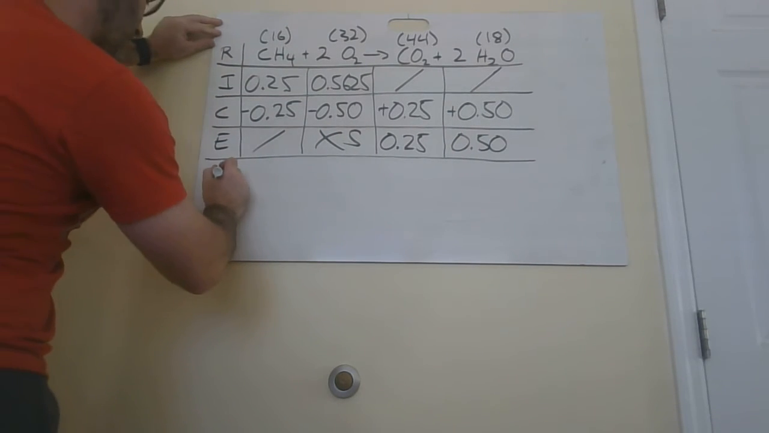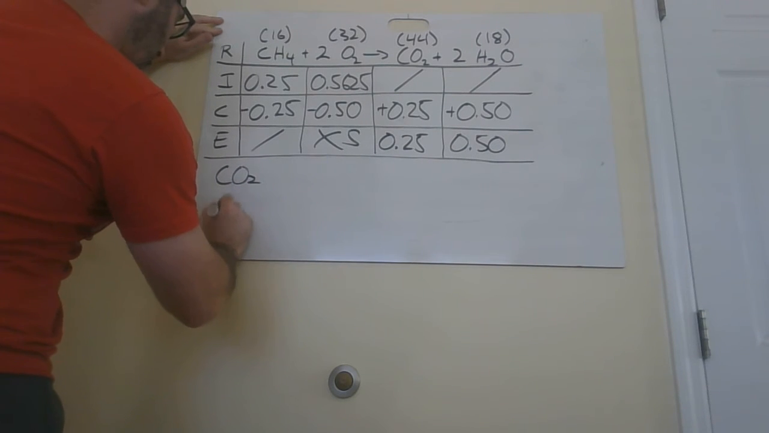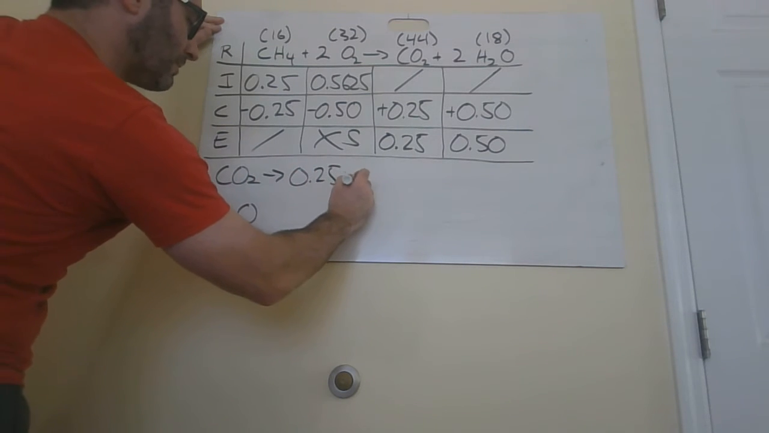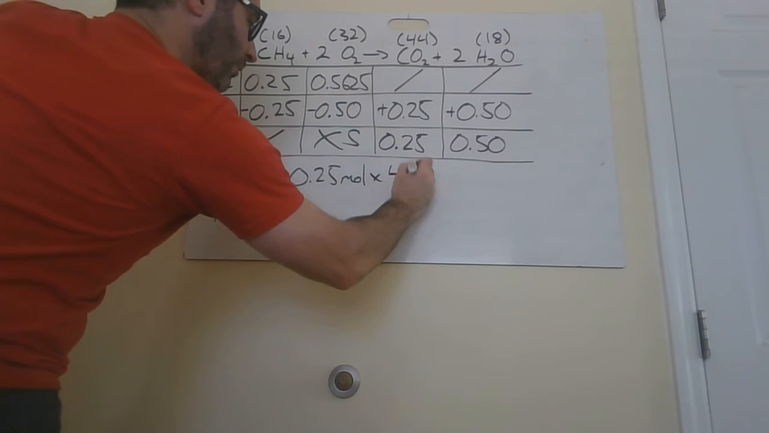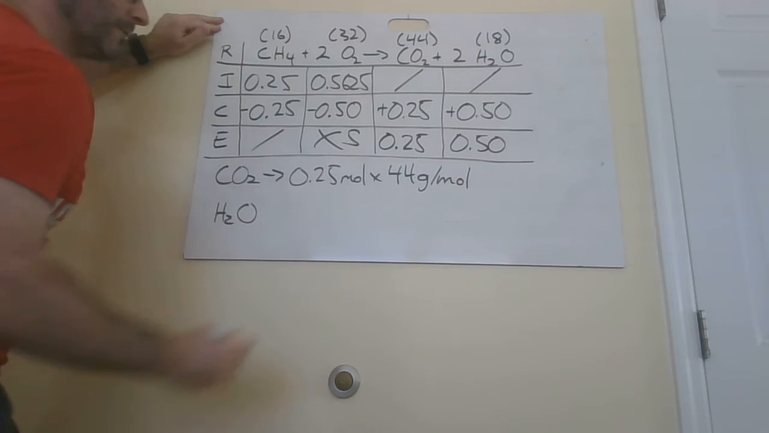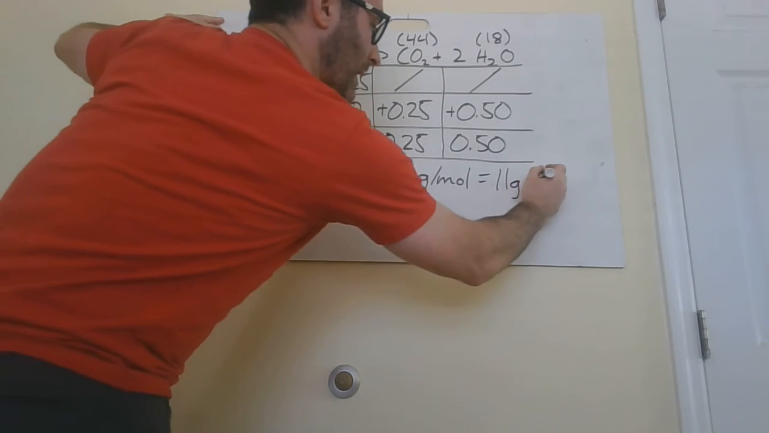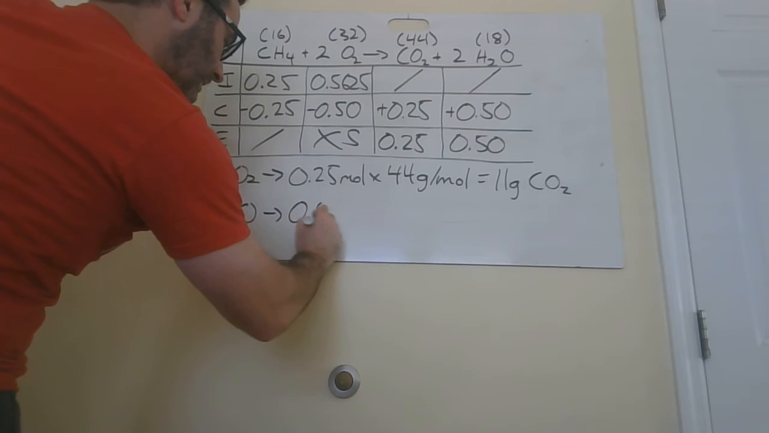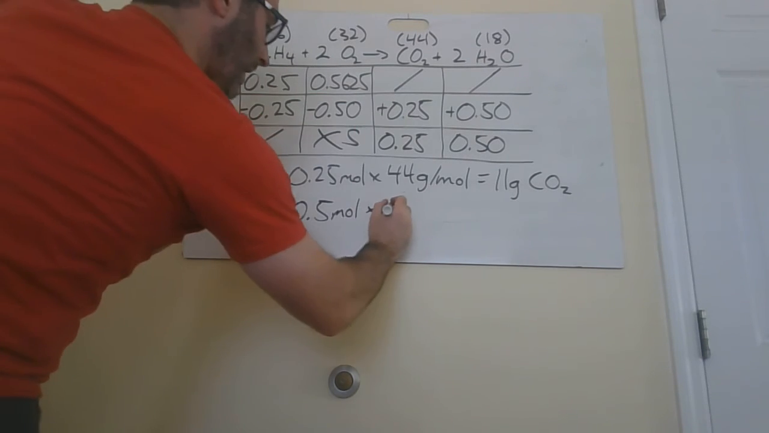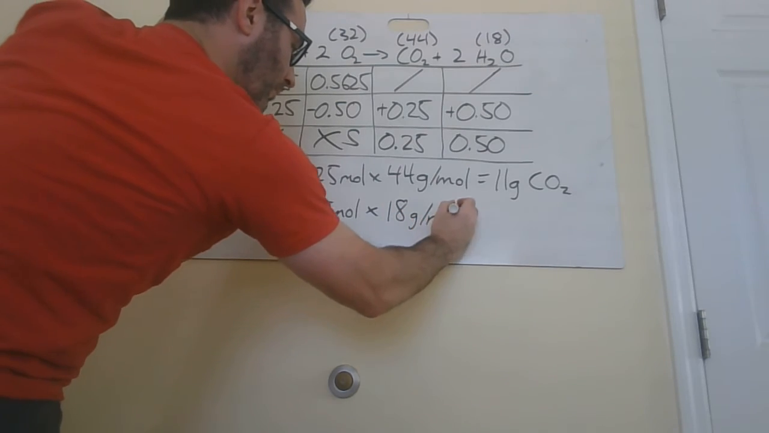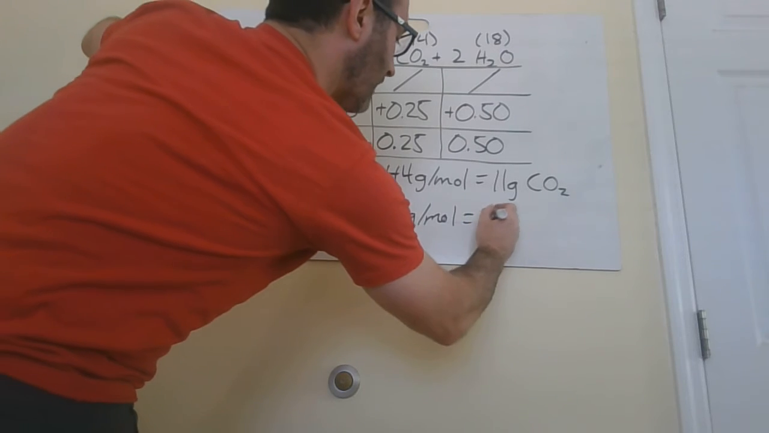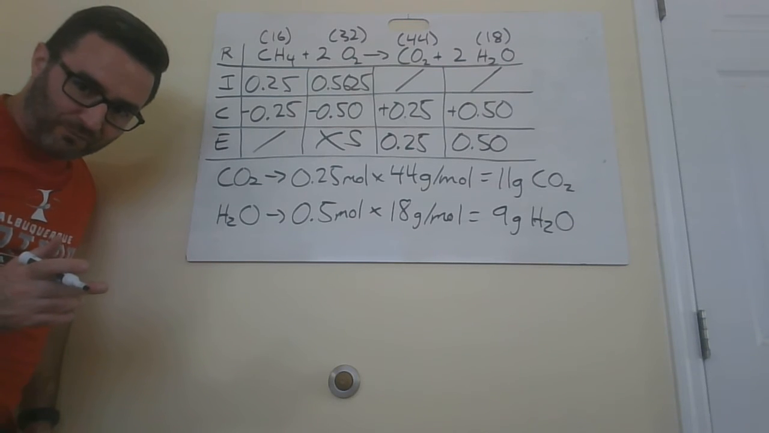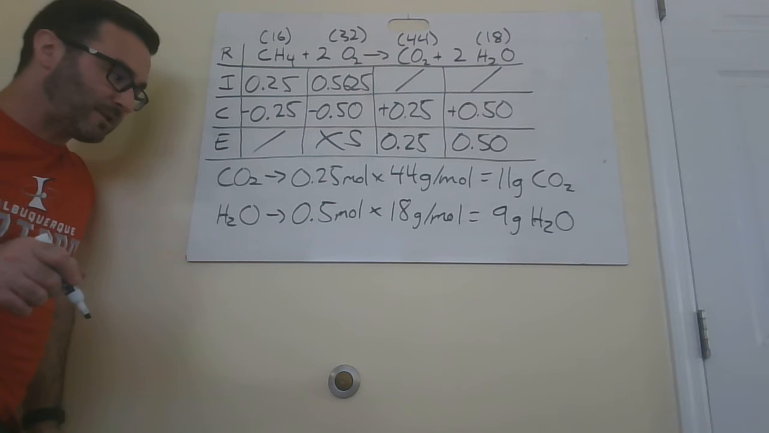So in the question, I ask how much CO2 is possible and how much water is possible. So carbon dioxide, you made 0.25 moles, it weighs 44 grams per mole. Well, you made 11 grams of CO2, possibly. Your water, well, you made a half a mole, weighs 18 grams per mole. 18 times 0.5, 9 grams of water. So, just like all the limiting reagent stuff that we've done so far, nothing new about this. Now let's take this into percent yield.